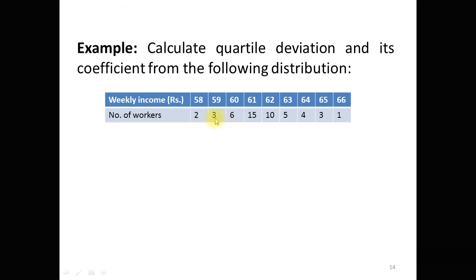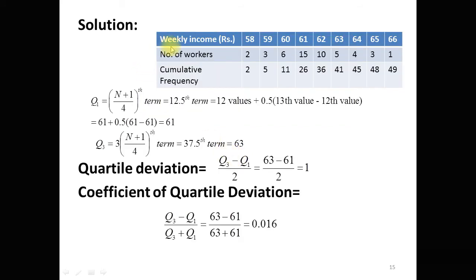Now how can we calculate the quartile deviation in grouped distribution data? Like you see over here, first of all write the values. These are the weekly incomes: 58, 59, 60, 61, 62, 63, 64, 65 and 66. So dear students, note that the number of workers means frequency: 2, 3, 6, 15, 10, 5, 4, 3, 1.